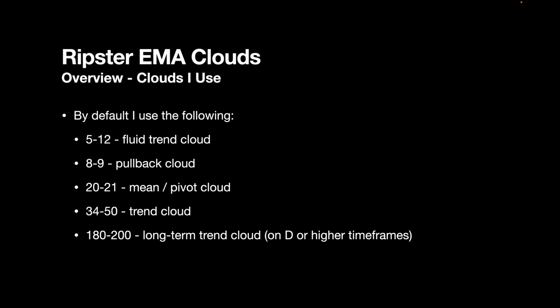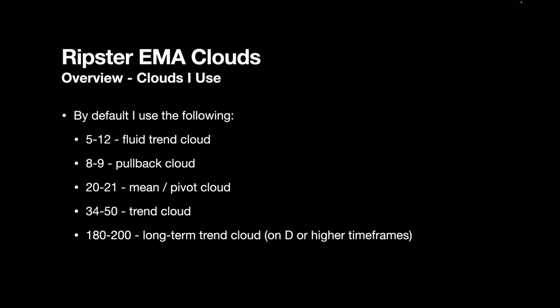Okay, so these are the clouds I use. By default, I use the 5-12. That's my fluid trend cloud. So that's what I'm monitoring when I'm in, let's say, a trade, and I want to see, hey, are we riding up or riding down on the 5-12? I'm monitoring that fluid trend cloud. The 8-9 is typically where I want to do my pullback adds. So if I'm adding to the position, I'm feeling confident about where it's headed, that's typically where I'll look for pullbacks to add to the position.